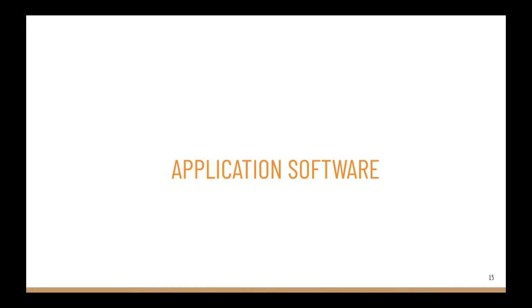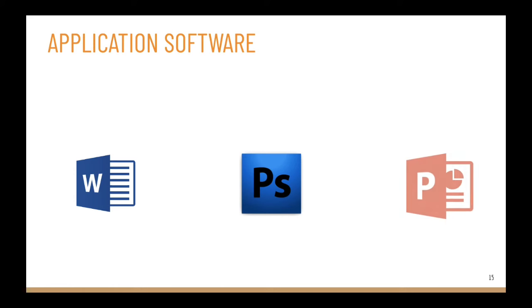Now we are done with system software. Let's try to understand application software. So let's get started with application software. We use different types of applications in our day-to-day life. For example, MS Word is used for typing letters and different other documentation purposes. Let's say you have to make a project. For making the document of the project, you will be using MS Word or any other word processing software. If you have to edit some photos, you will be using Photoshop. If you have to make a presentation, then you will be using PowerPoint or any other presentation software.